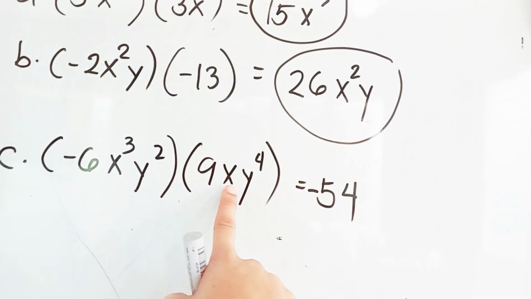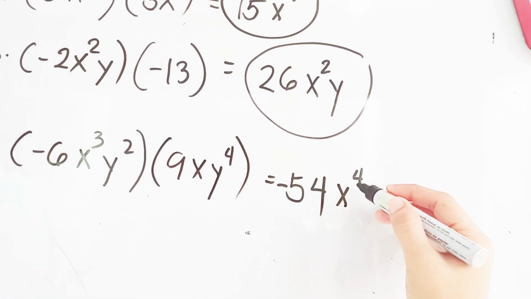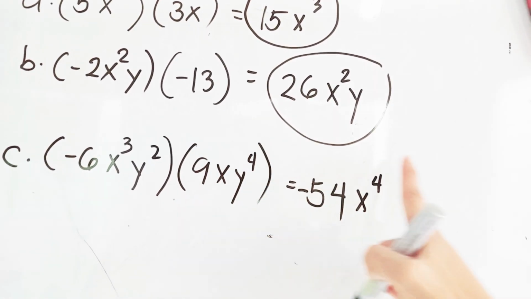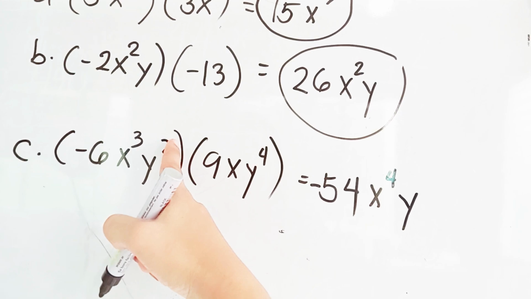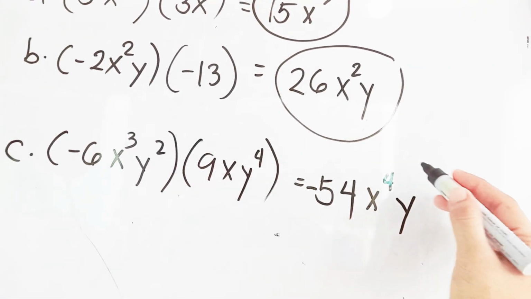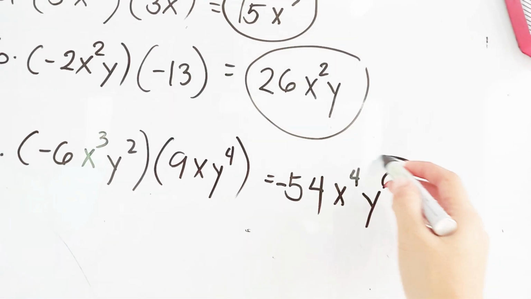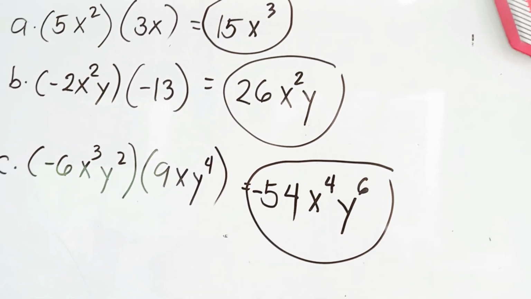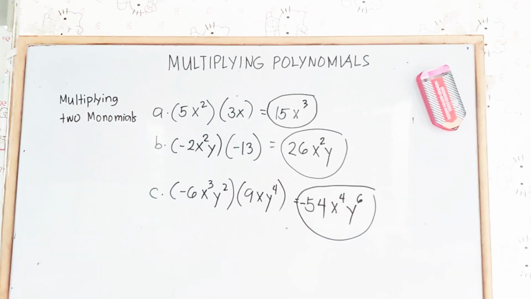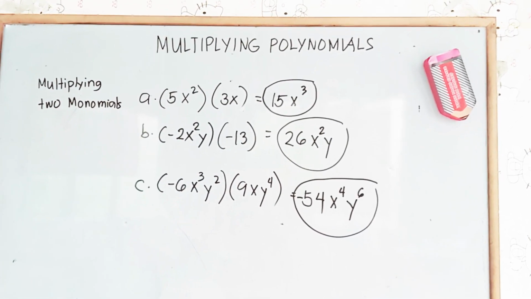X cubed times x, that would be x to the 4th. 3 plus 1, 4. Okay, and then proceed to y. Copy y, and then add the exponent. 2 plus 4 is 6. So the answer is negative 54, x to the power of 4 and y to the power of 6. So that is multiplying two monomials.